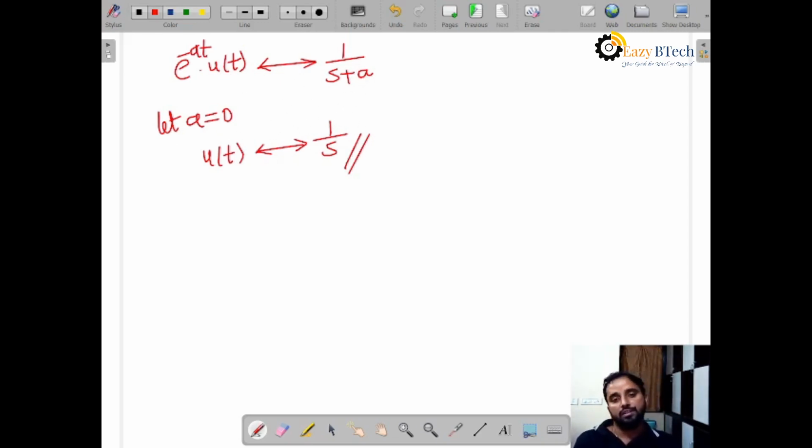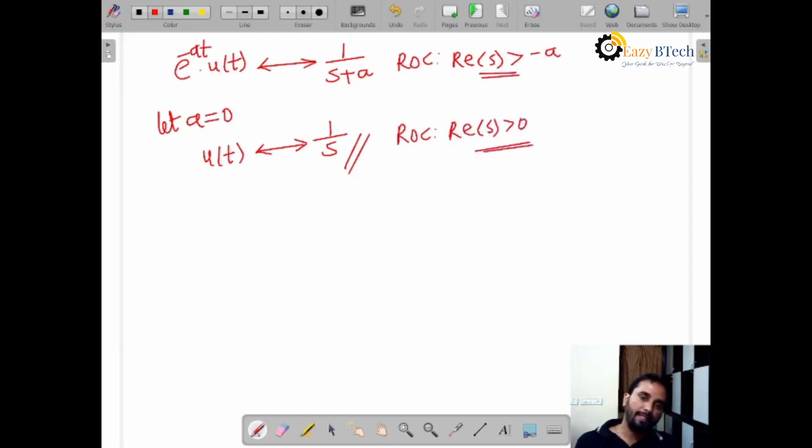And the ROC also. Here, what is the ROC of e power minus at u of t? The real part of s is greater than minus a. So here with a value of 0 for u of t, the real part of s is greater than 0. Okay. Let's take another problem.